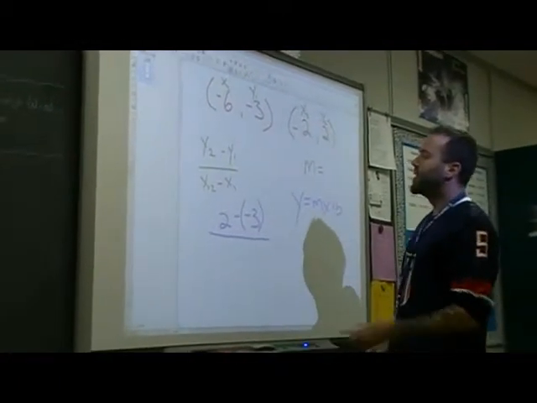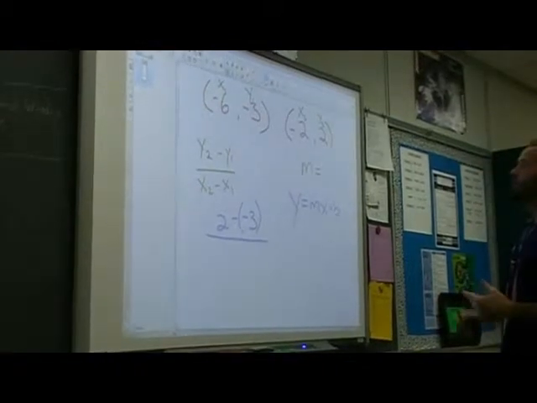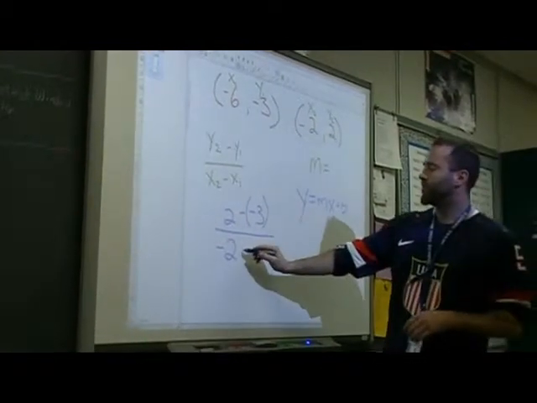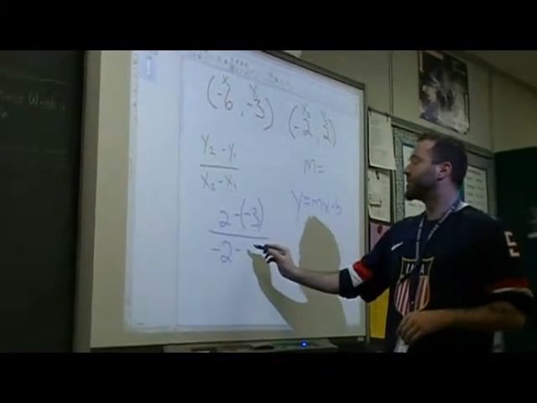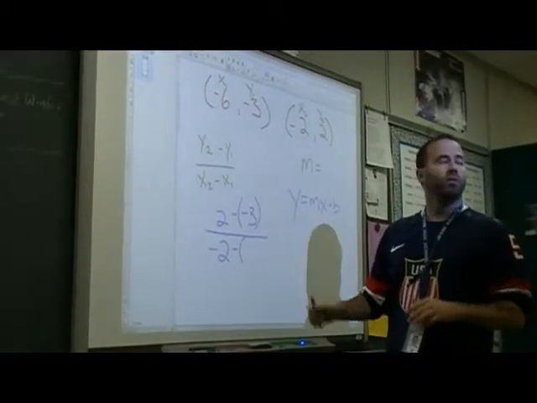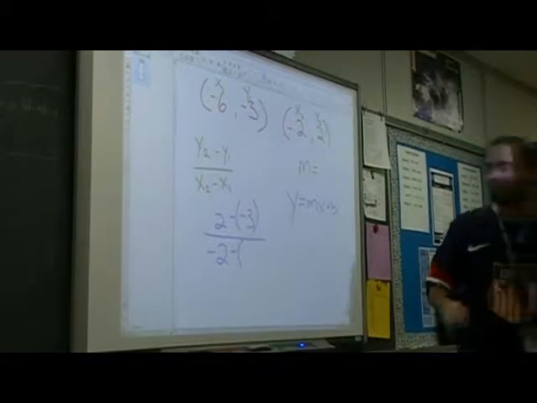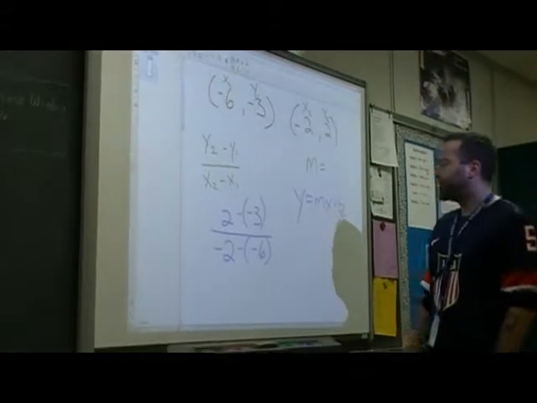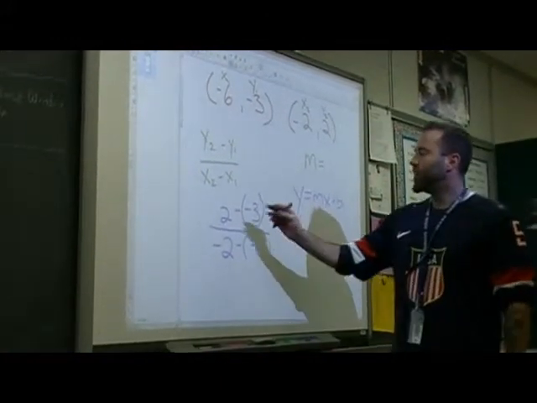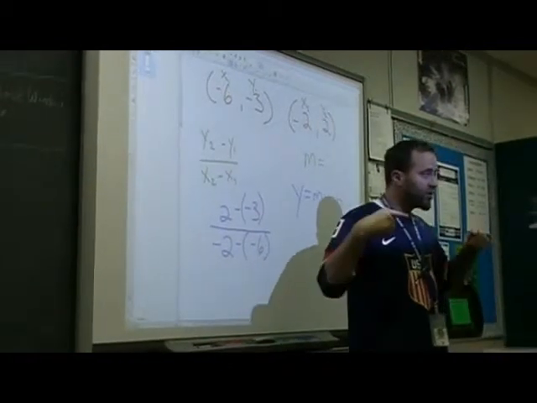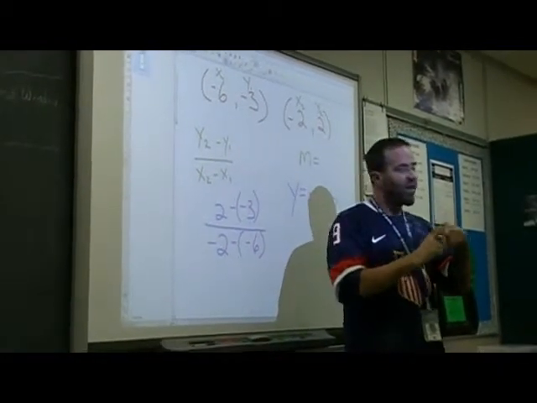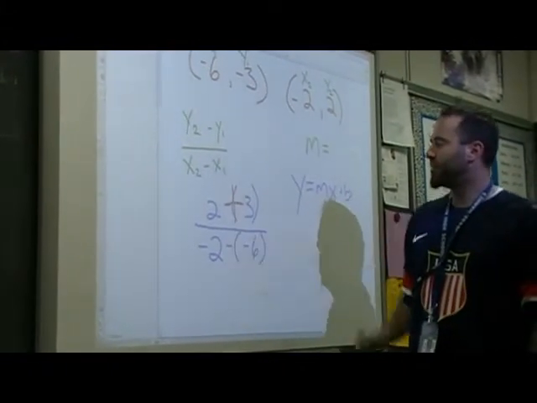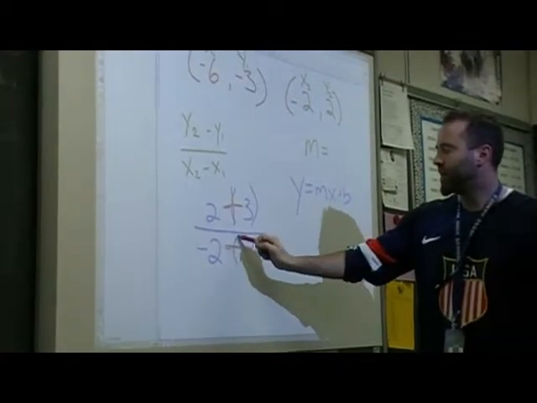And then on the bottom, x2 minus x1. x2 is -2, minus x1. What's our x1? -6. When we have two negatives right next to each other, we slam them together and we add them. We're not subtracting, we're adding. So this becomes a plus. That's the way I like to do it. Just make a big plus sign out of it.